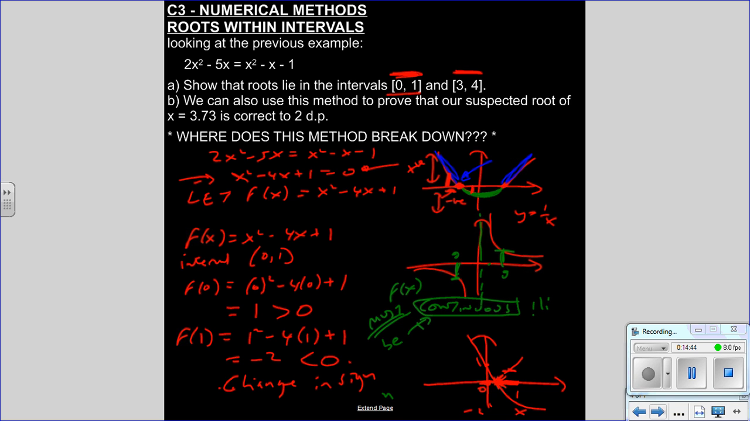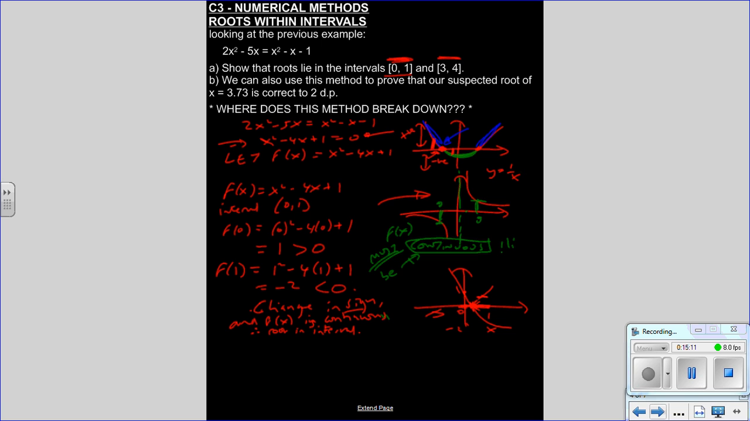So change in sign, and f of x is continuous. And that's important because that links to our 1 over x graph. So change in sign and f of x is continuous, therefore root in interval. So we've located that there's a root there, and then we can use a previous method to find where that root is.